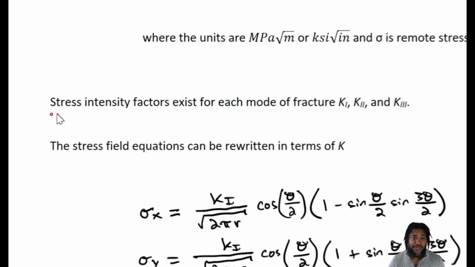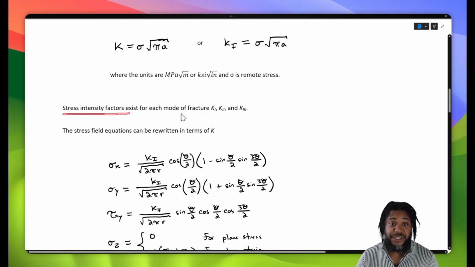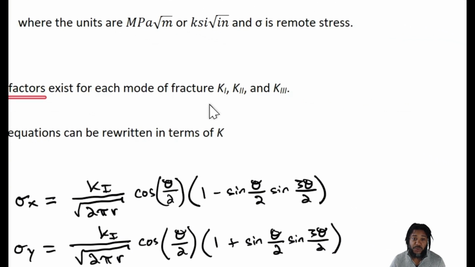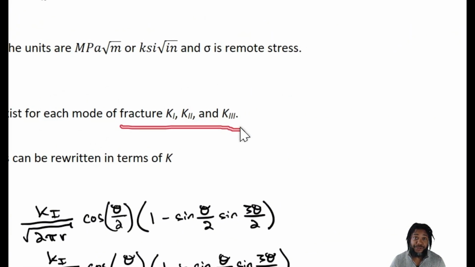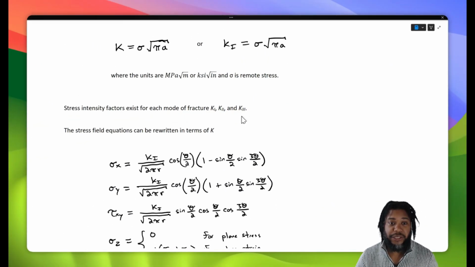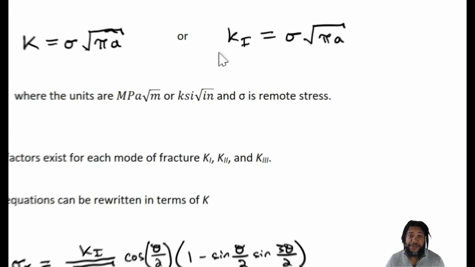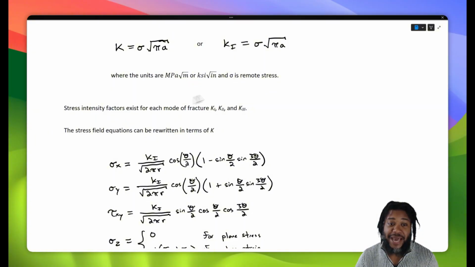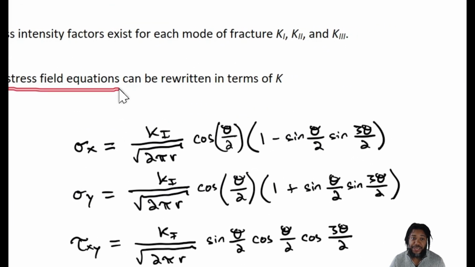Stress intensity factors also exist for other modes of fracture, which we'll learn a little bit later. But let's substitute this finite parameter, this K parameter, back into the stress field equations.